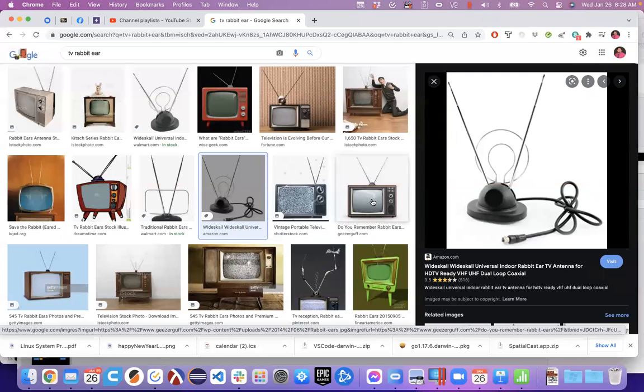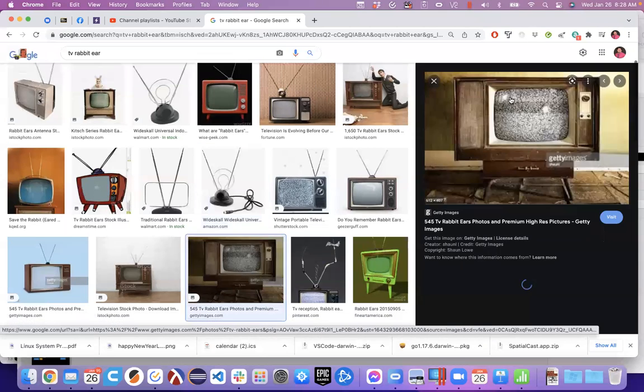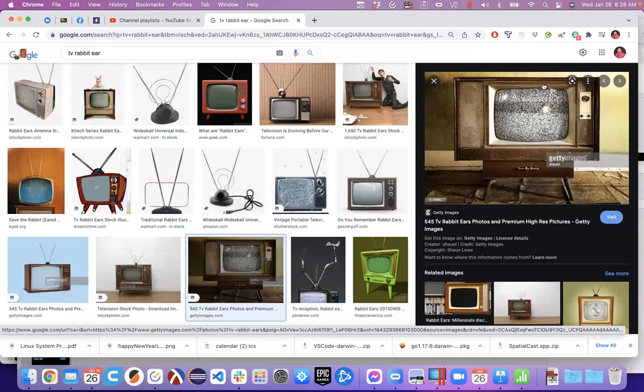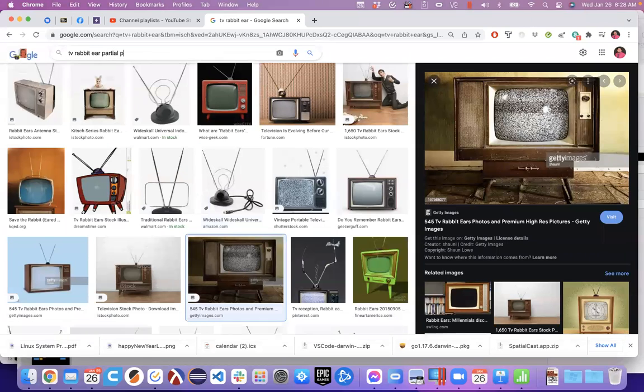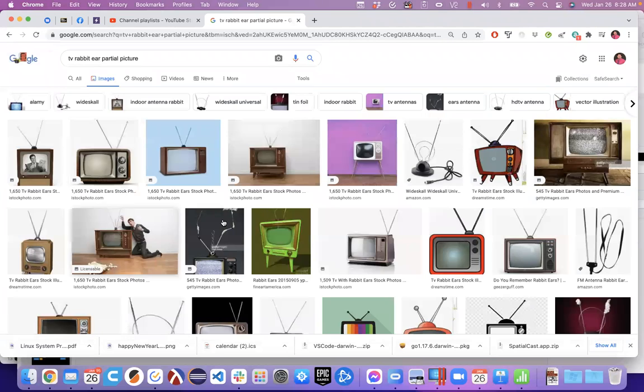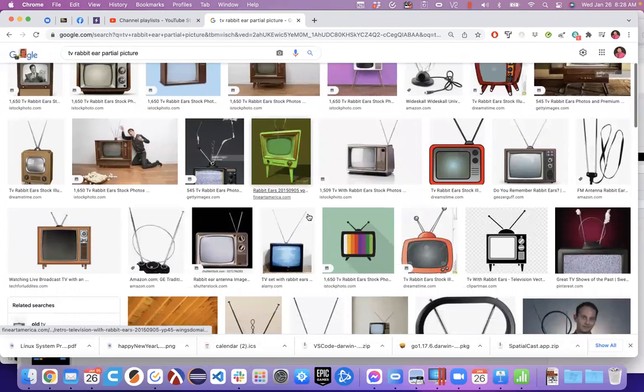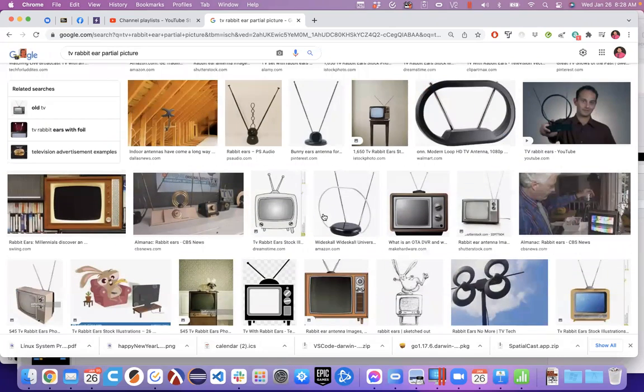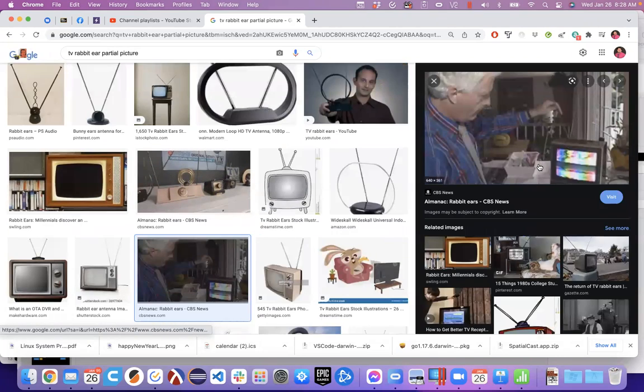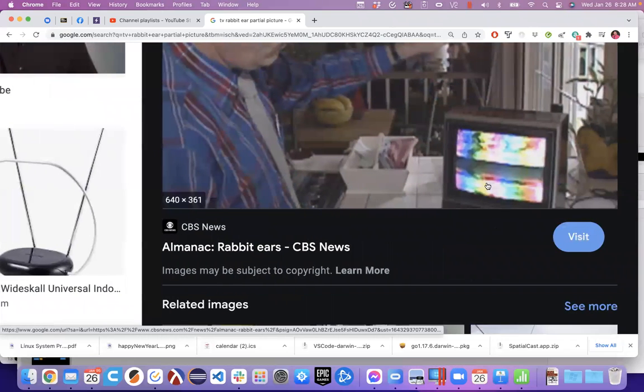Nobody ever used rabbit ears? No. Okay. Well, what you would have sometimes with rabbit ears is you would get a channel that was kind of snowy like this. Now, the thing is, you would sometimes get a partial picture. Let's see if I can get an example. Yeah, here, something like this. See how he's kind of sort of getting a signal? And he's kind of messing around with the rabbit ears to try to dial it in, right?